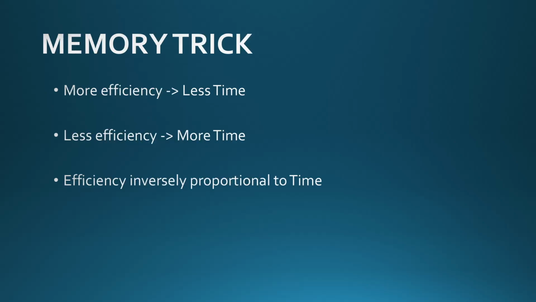Now, faster workers need less time. More efficiency means less time. Less efficiency means more time. So efficiency and time are inversely proportional. This is a quick memory trick to keep in mind.